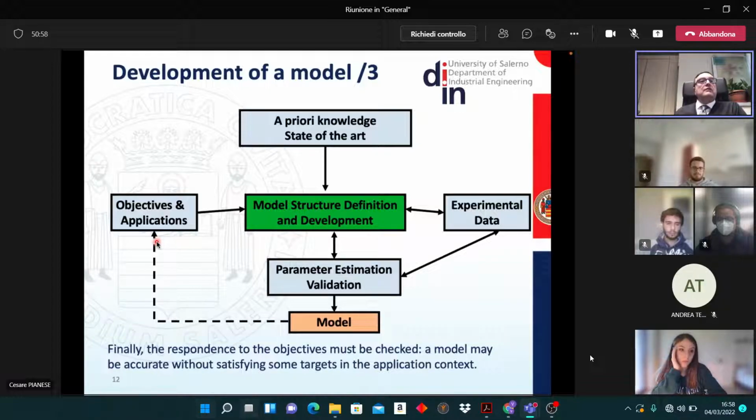So if the problem is fully 3D, for example, and we have made a 1D model, it is precise, it is correct with respect to the state of the art, correct with respect to model structure and definition. The experimental data we used in 1D are okay. Then we estimate the parameters, we validate it, but the model is not accurate enough because we are looking for a 3D model.